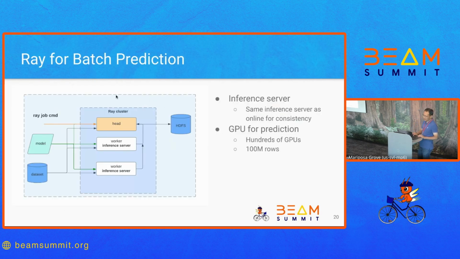For batch prediction, we handle the general process like this. You start a Ray cluster on Kubernetes, then you have a Ray head and workers on it. The model can be downloaded to each of the workers, and the data set is dispatched to each worker, and you can aggregate the output to the head and save it to remote storage like HDFS.